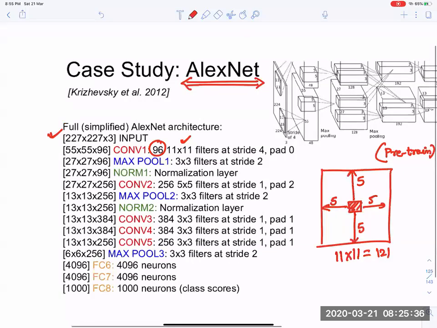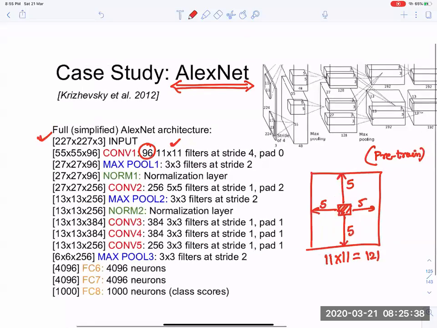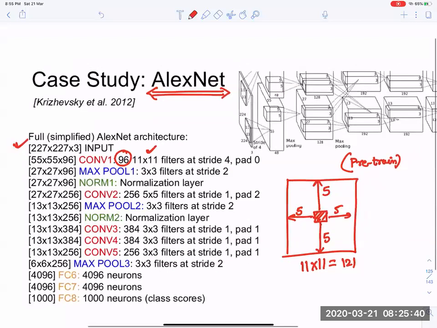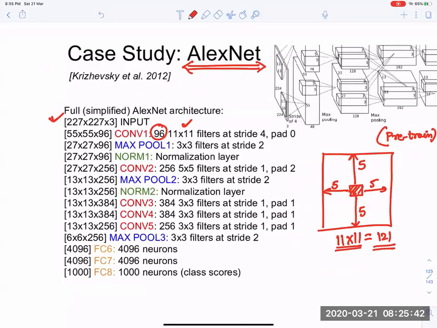So if you are having 11 by 11, in one filter there are this many parameters. Then 96 filters are going to have this many parameters. It's actually a huge number of parameters. Not only that, it's actually a very big filter.